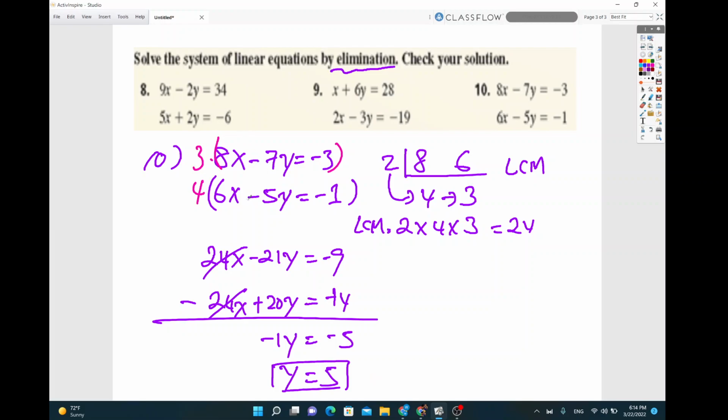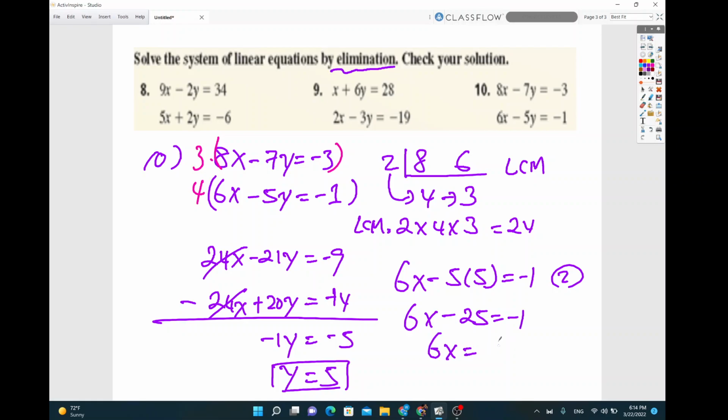It depends on which equation you like to use to solve for x. It doesn't really matter. It could be the first one or the second one. I'll plug the number back into the second one. So 6 times x minus 5 times 5 equals negative 1. Second equation: 6x minus 25 equals negative 1. Add 25 to both sides, so we got 6x equals negative 1 plus 25, which is 24, divided by 6. So we got x equals 4. So 4, 5 would be the final solution.